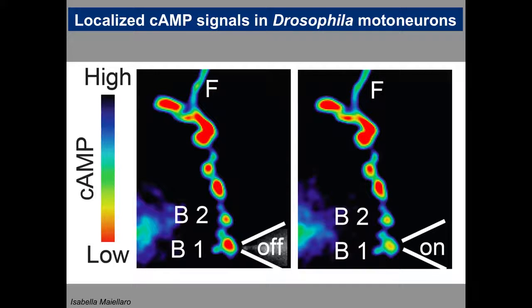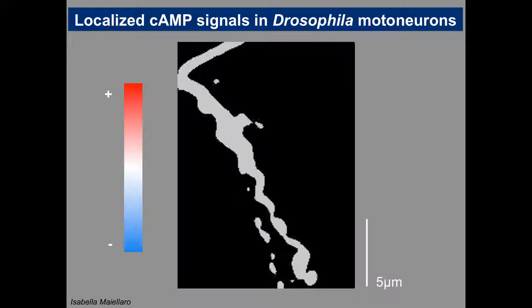These are experiments that are being done by Isabella Maiellaro in the lab, where she looks at a nerve. So this is a motor nerve in a fly, the nerve innervating a muscle, and she stimulates very locally a single bouton in these nerve cells. And she looks at the cyclic AMP in these cells when she does not stimulate or when she stimulates the receptors at the surface of the cell. And to facilitate viewing this, here is a film that shows just the differences that occur.